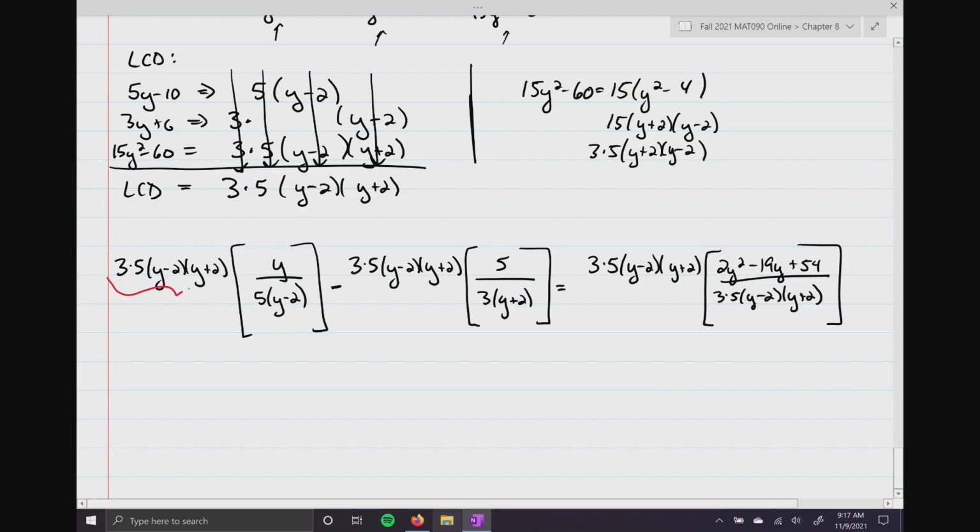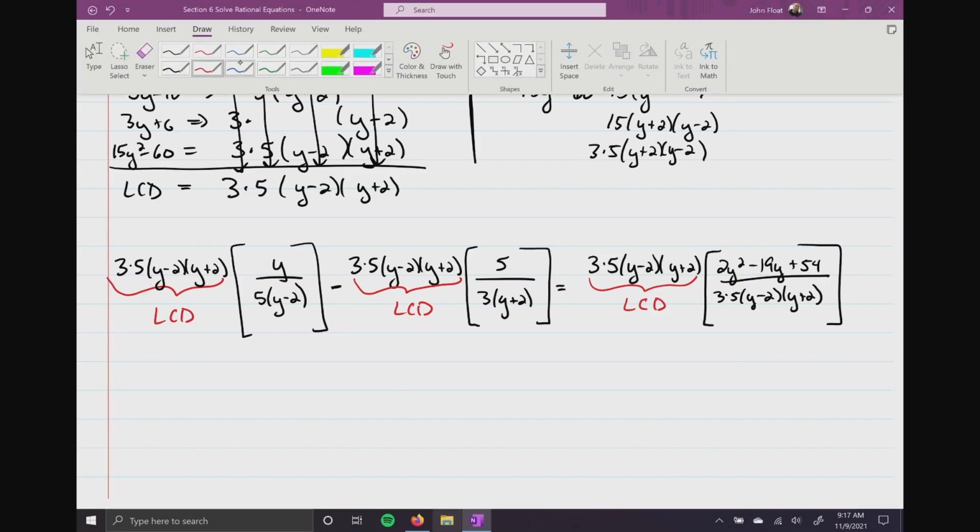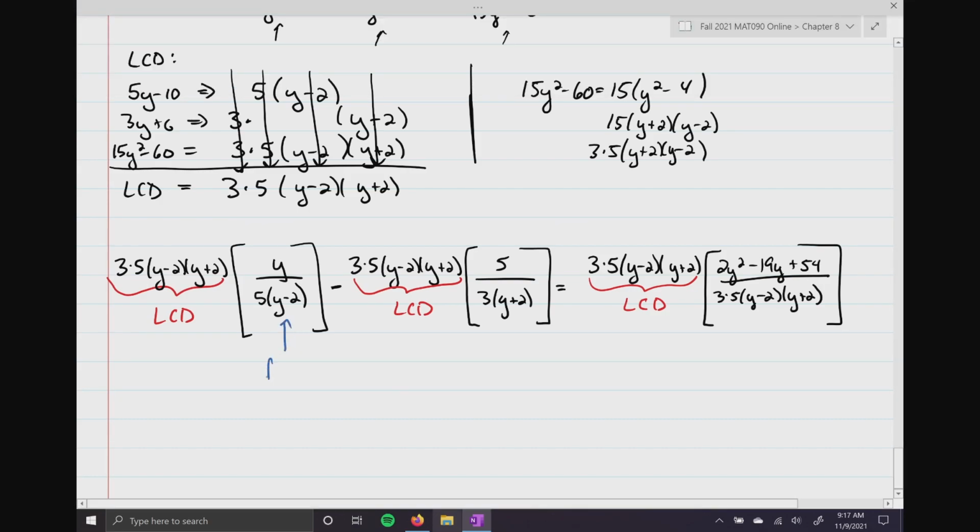I'm taking the LCD and I'm multiplying every single term by my LCD. Also, I factored every single denominator, and I did that so I can quickly reduce anything I need to, okay?